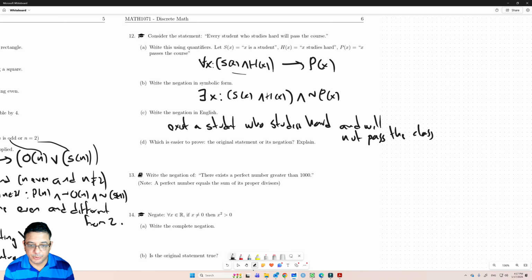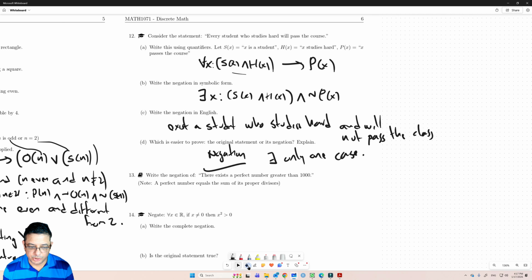Which one is easier to prove, the original statement or the negation? Well, it will be easier to show the negation because it's a there exists, and for the there exists we only need one case. Okay?